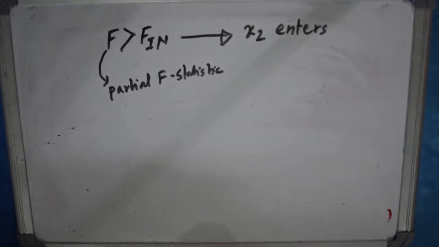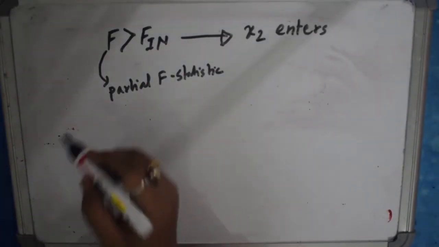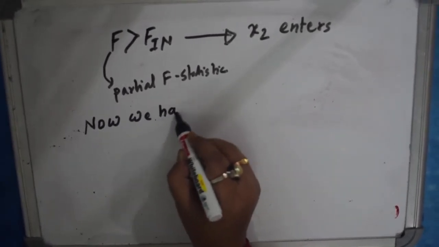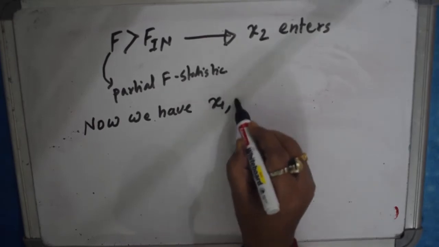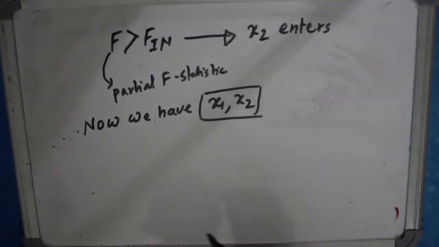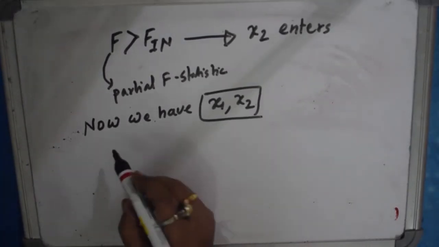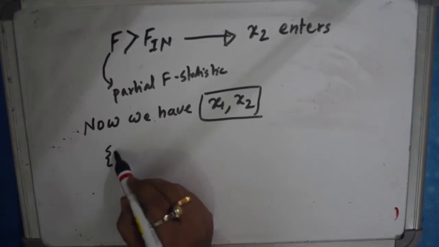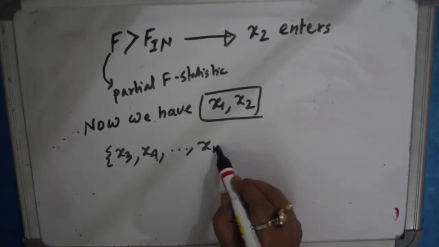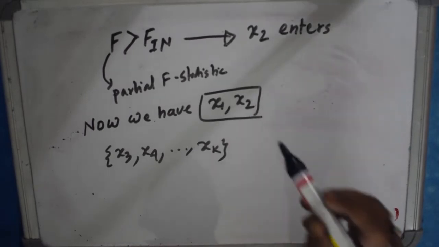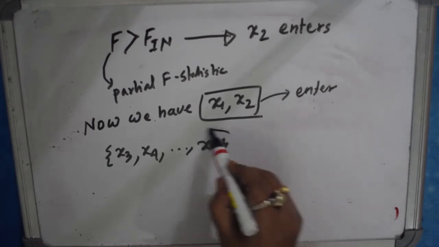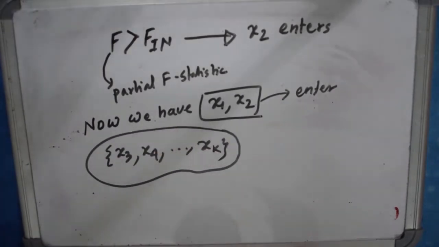Similarly, so now we have x1, x2, x3, x4, ..., xk. These x1, x2 are already entered into the model, and these are the remaining explanatory variables.